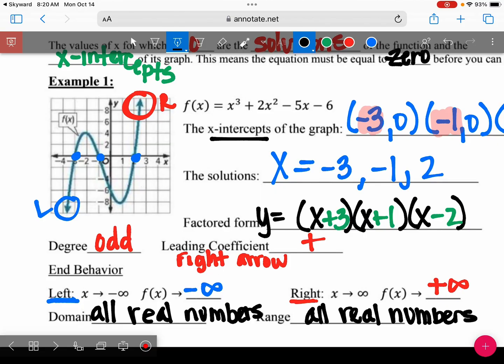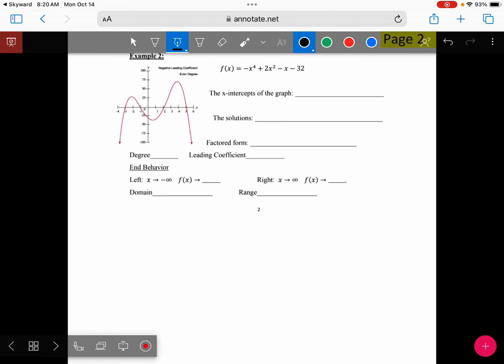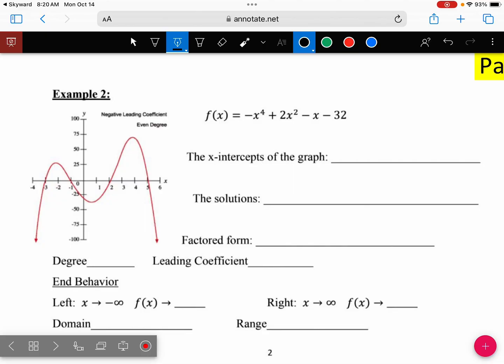All right, let's look at example 2. Show me with your fingers, for example 2, how many x-intercepts do you see for this graph? How many times does it cross? Yep, good job. 4 times. So we have here, here, here, and here.